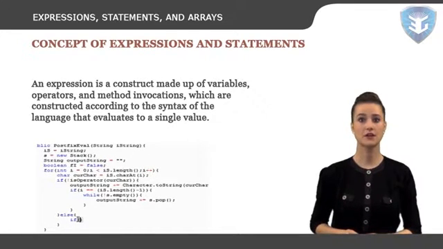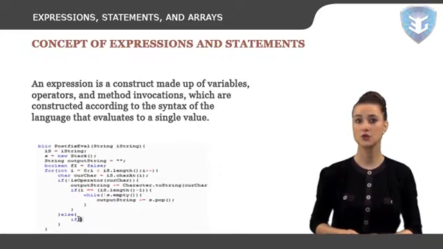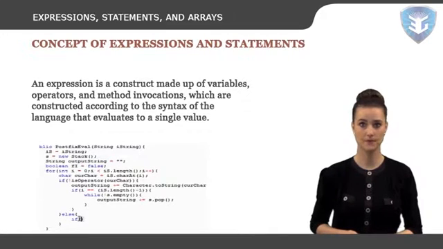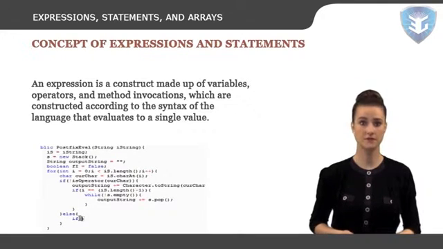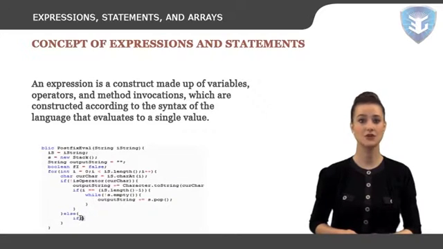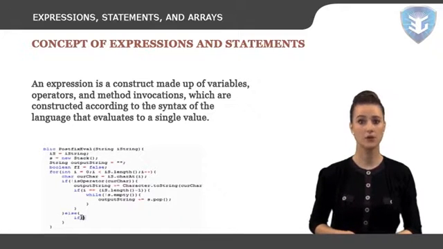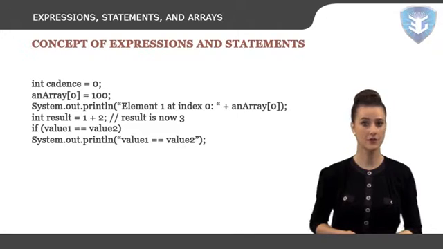An expression is a construct made up of variables, operators, and method invocations, which are constructed according to the syntax of the language, that evaluates to a single value. Another difference between the source files of C++ and the source files of Java is that Java's source is written in Unicode, a 16-bit international character set standard. If one creates an ASCII source file, the Java compiler will treat the ASCII characters as if they were the equivalent Unicode characters. An example of an expression is as shown.